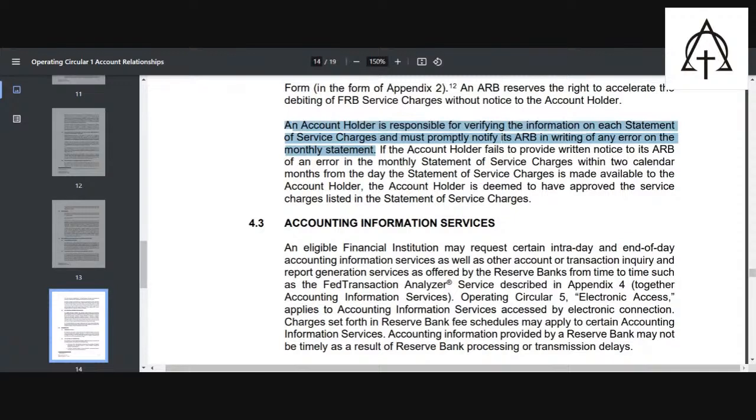If the account holder fails to provide written notice to its ARB of an error in the monthly statement of service charges within 2 calendar months from the day the statement of service charges is made available to the account holder, the account holder is deemed to have approved the service charges listed in the statement of service charges.